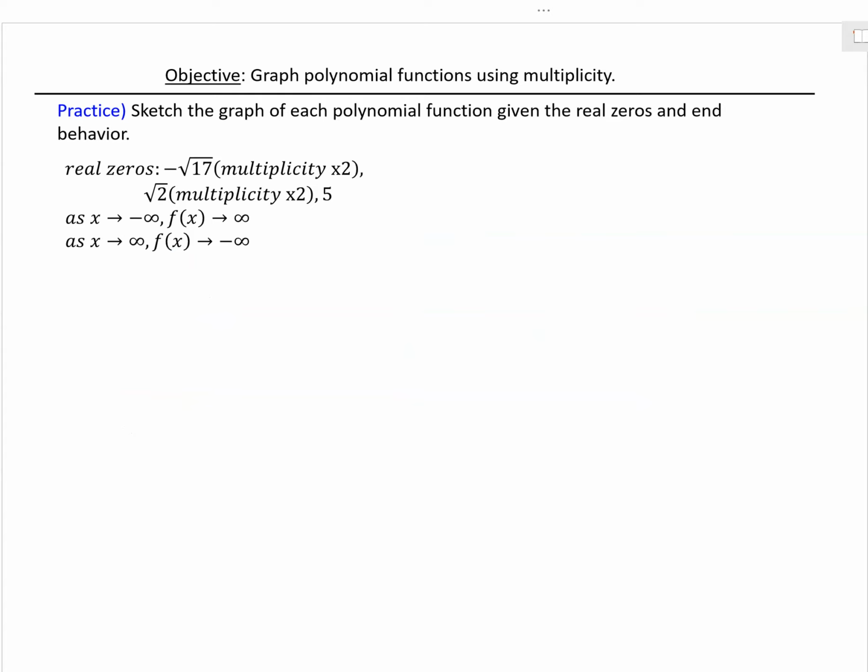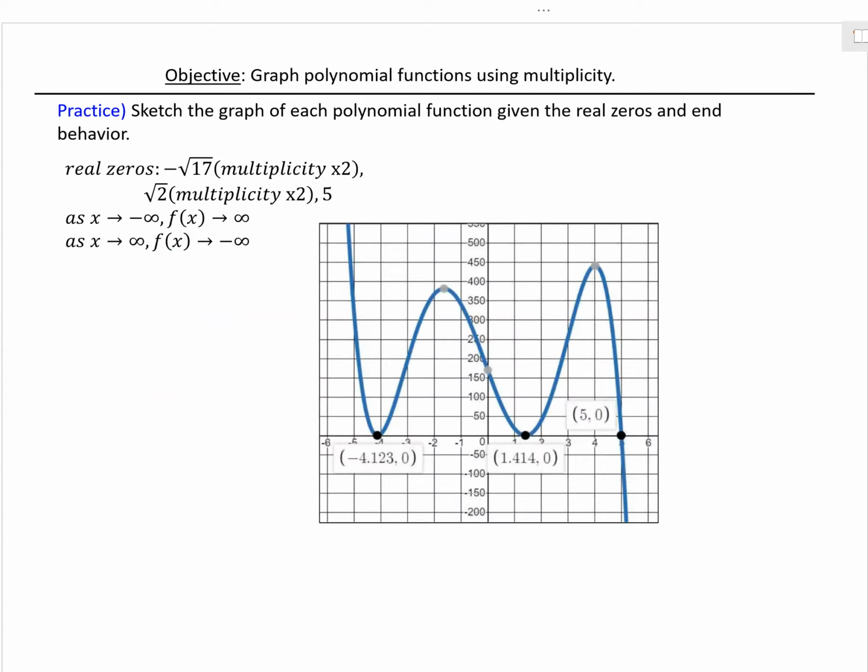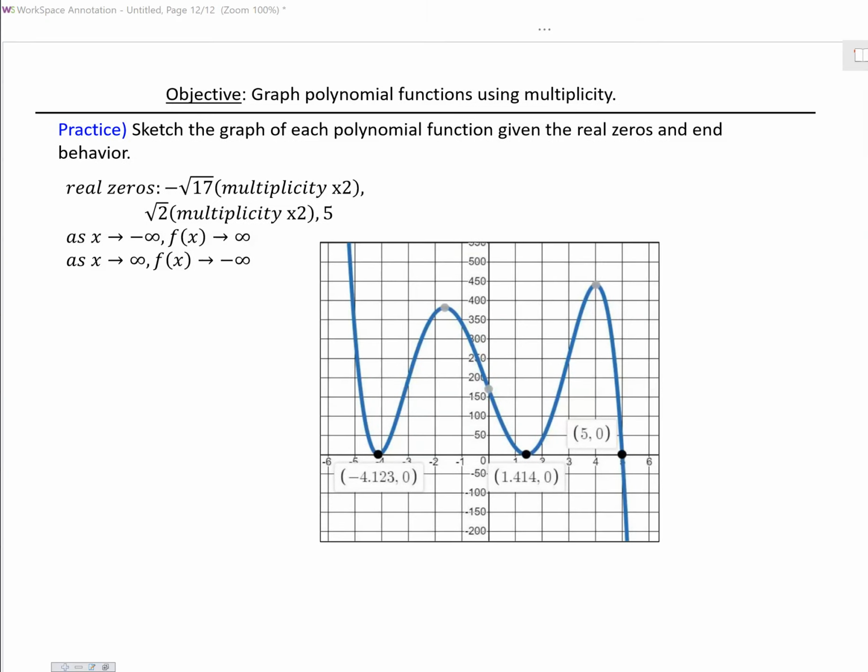Pause your video. All right, let's take a look at the graph here. Now, hopefully on this one, you caught that you actually have 3 different 0 values. You have negative square root of 17. You have the square root of 2. Both of those have multiplicity. And then you have a 0 of 5 that does not. And then we have our end behavior.